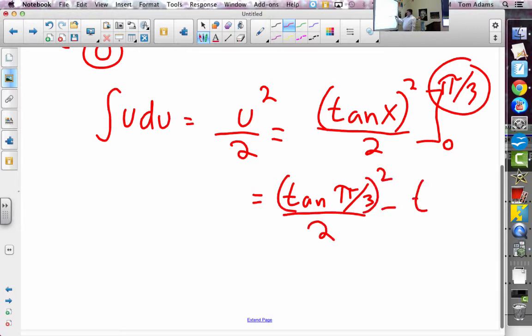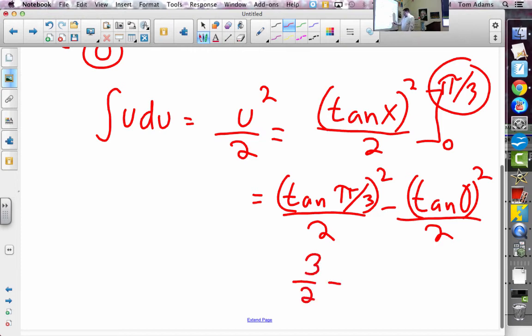So then we're going to take this like this and evaluate that. And when you evaluate that, you should get 3/2 minus 0, which is 3/2. So this becomes 3/2 minus 0, which is 3/2. Okay?